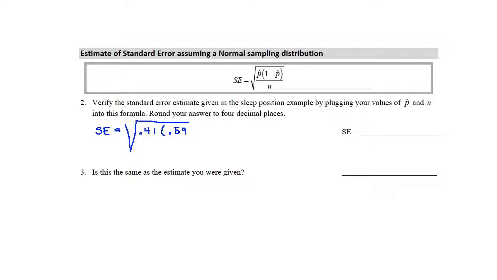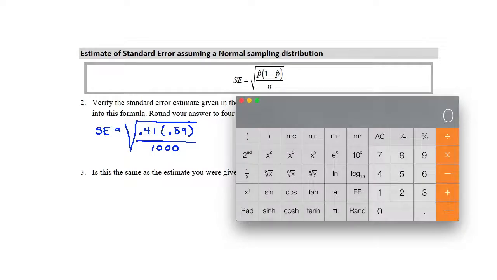It's easier if you do this part separately and don't put the whole 1 minus 0.41 in parentheses. It's going to be easier to enter into our calculator if we just do that as a side computation. Our n is 1,000, so I'm going to put 1,000 in the denominator. And now we're at the point where we're ready to put this whole thing into a calculator.